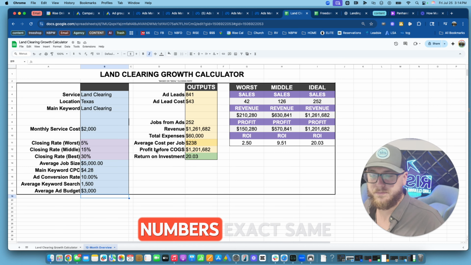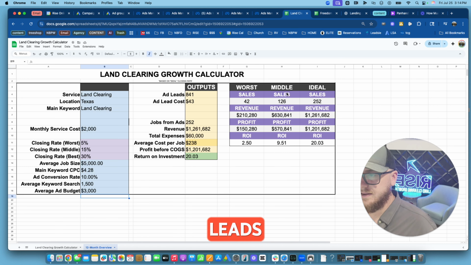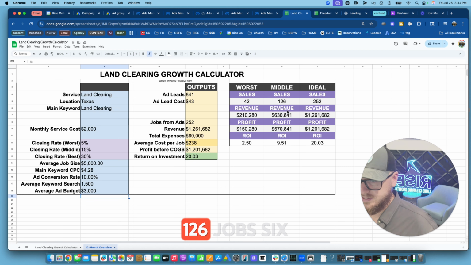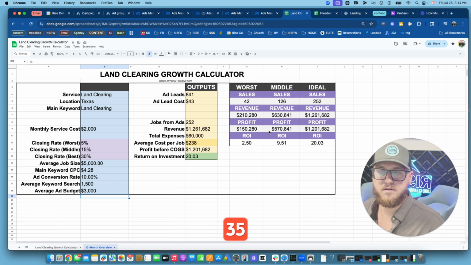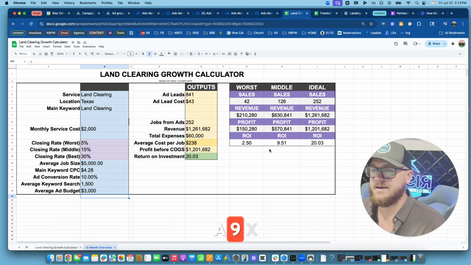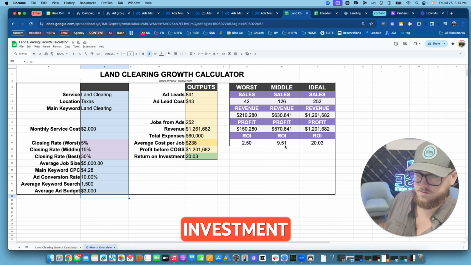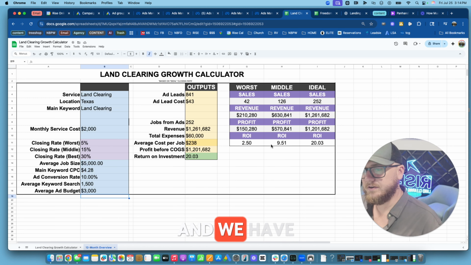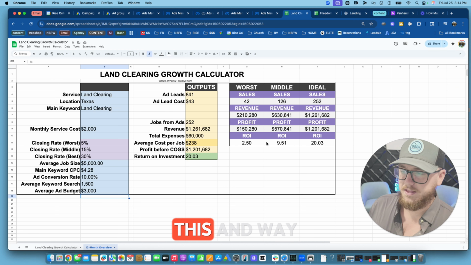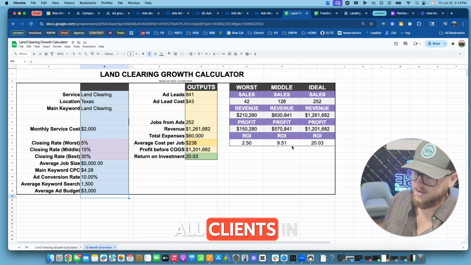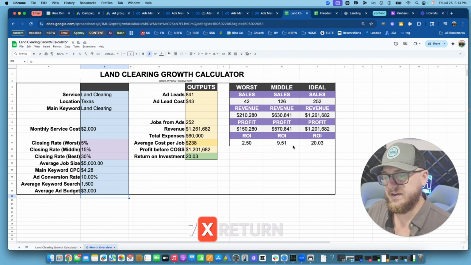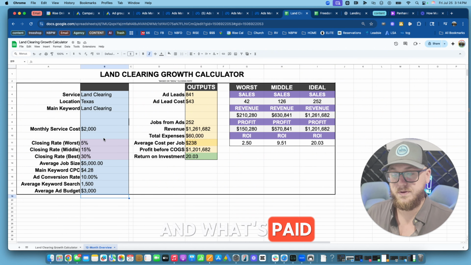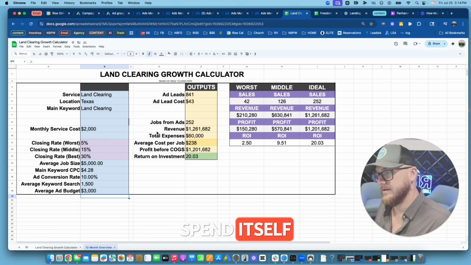Now, exact same numbers, exact same demand, exact same leads. If you close at 15%, there's 126 jobs, $630,000 revenue, $570,000 profit. That's a 9x return on your investment. That's definitely what we like to see. And we have many clients doing this and way better. Our average across all clients in the land clearing space is about a 7x return on investment, both between what's paid to us and what's paid to the ad spend itself.